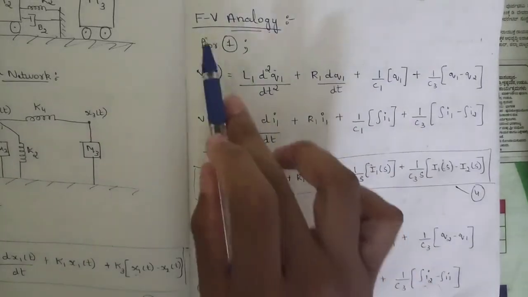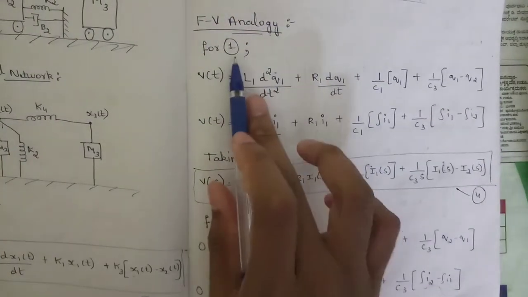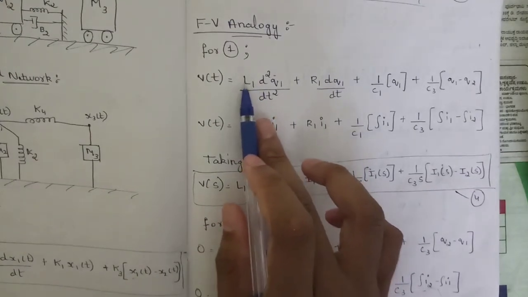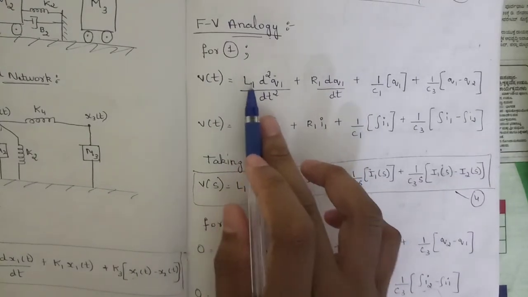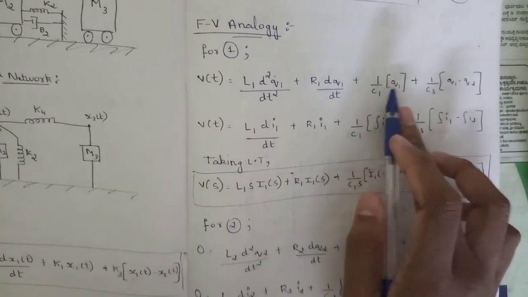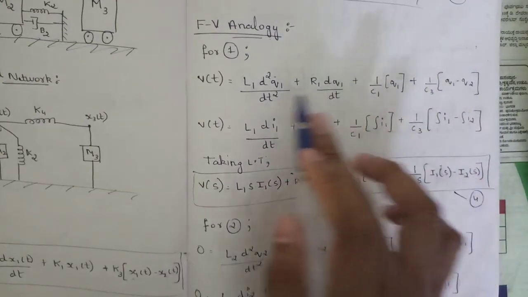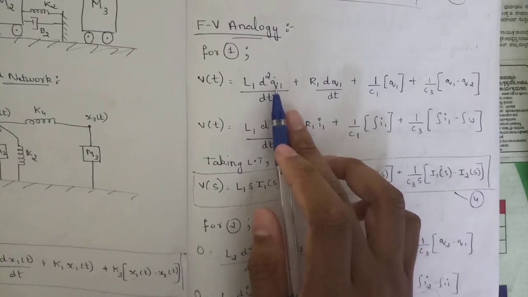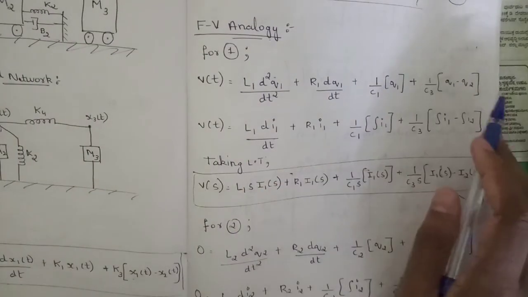So that's why the force-voltage analogy for equation 1, we know that force is replaced by voltage V of t. Then M is replaced by L, so in place of M1 you would be giving L1. Then B is replaced by R and K is replaced by 1 by C. Also X, the displacement, is replaced by the charge Q1. Okay, so all the substitution I've done.